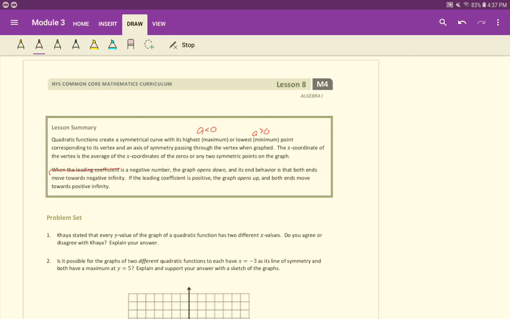When the leading coefficient is a negative number, the graph opens down, like this. Okay? And its end behavior is that both ends move towards negative infinity, right? Because they're both pointing down. When the leading coefficient is positive, the graph opens up, which looks like this, and both ends move towards positive infinity. Again, you can see because those up arrows there.